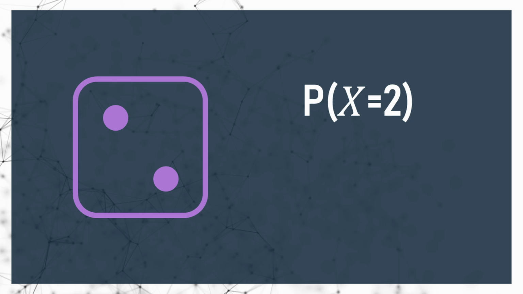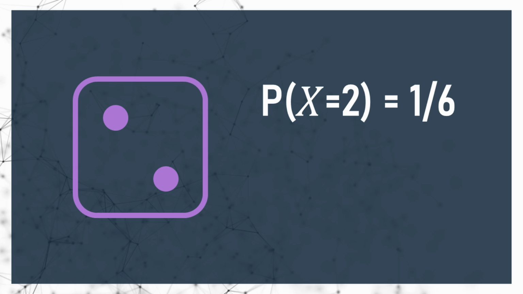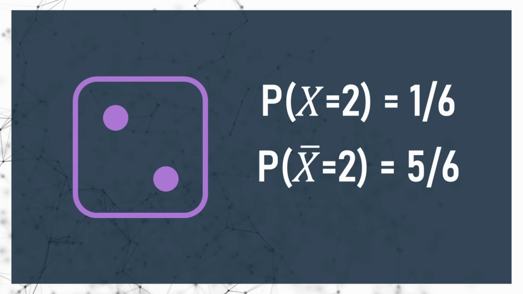Alright, pretend that you're studying probability. You toss some dice, and you know that you have a probability of 1 over 6 that the number on top of the dice is 2. Or you can also say that there's a chance of 5 over 6 that it's not going to be number 2. So the probability that x equals 2 is 1 over 6, and its complement is 5 over 6.